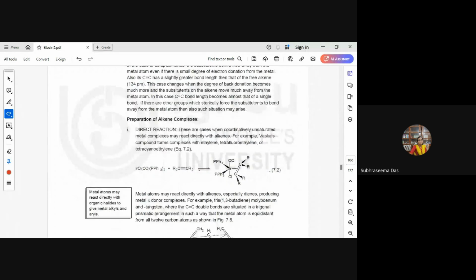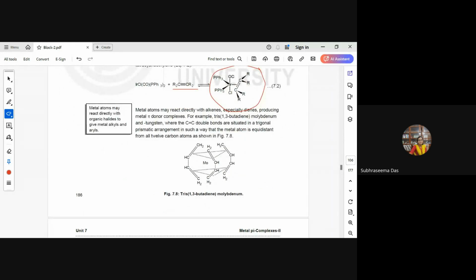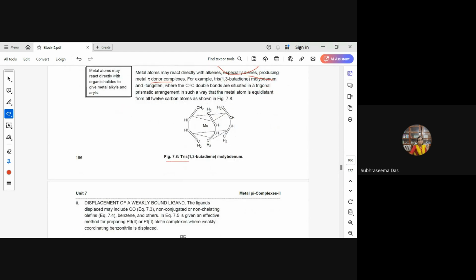Now coming to the preparation of alkene complexes, first is by direct reaction. These are the cases when unsaturated metal complexes may react directly with alkenes, for example the Vaska complex. It reacts ethylene with iridium ClCO PPh3 to form the complex. Many other metal atoms directly react with alkenes and particularly dienes, producing the metal pi donor complexes. One other example has been shown in figure 7.8.